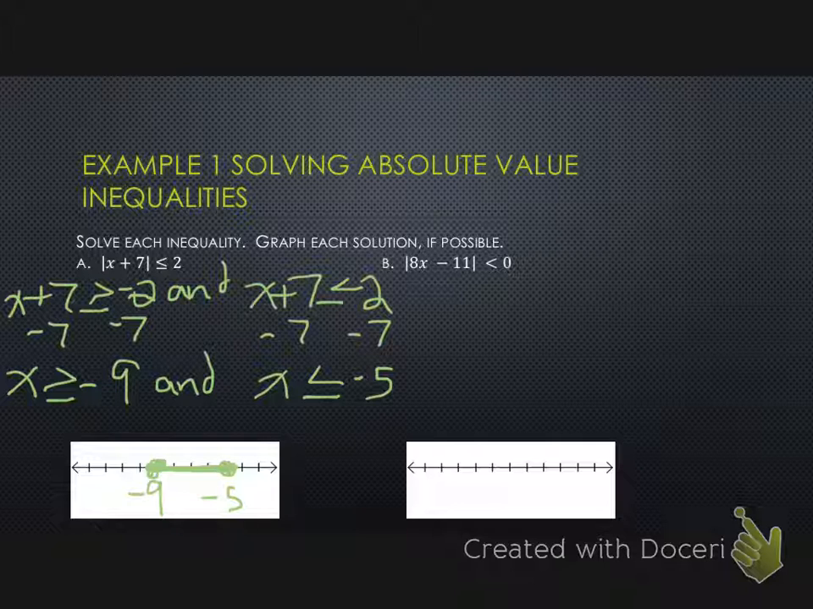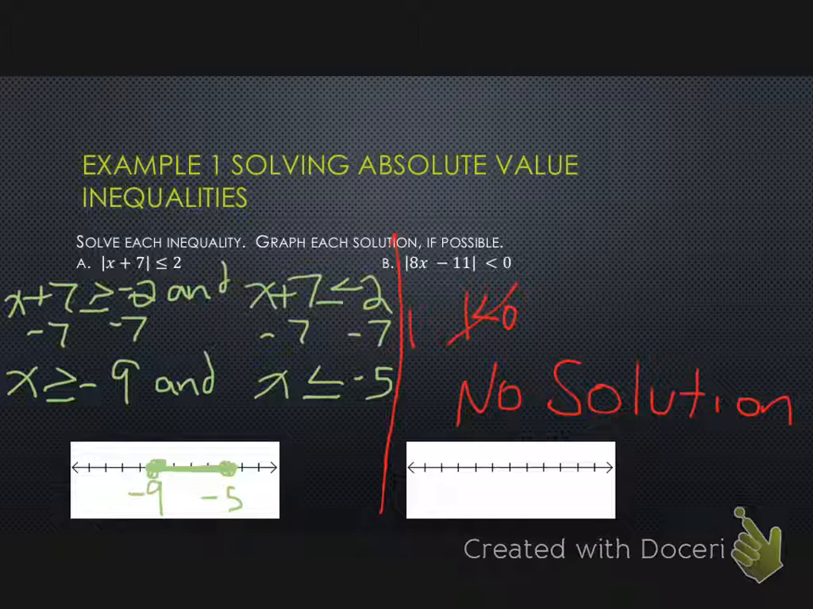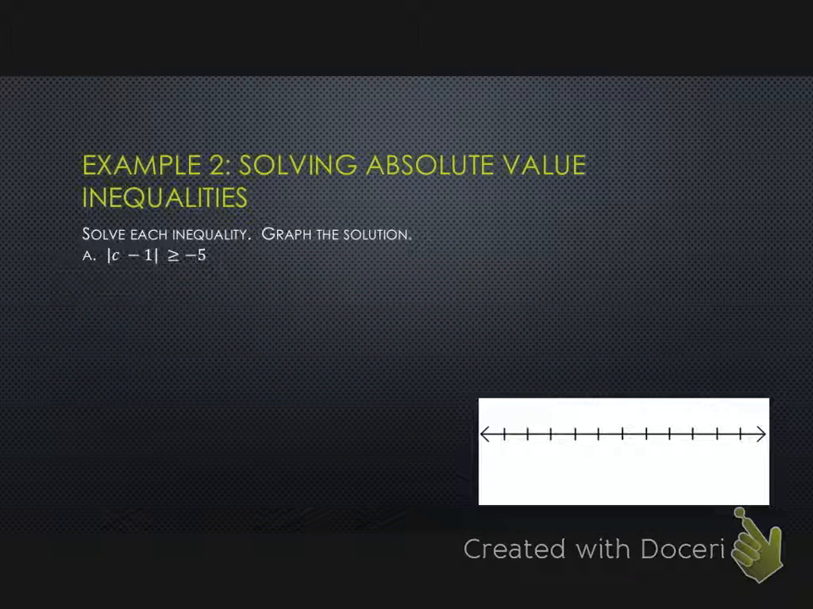So let's see, what about this other one? For this one, it's telling us that by definition, the absolute value of an expression must be greater than or equal to 0. So an absolute value expression right here cannot be less than 0. It wouldn't matter what number I put in for x, nothing can be less than 0 and be an absolute value. That cannot be true. So there is no solution to part B. Always remember, if you get the absolute value by itself, it can never be less than 0. So let's look at example 2 now.